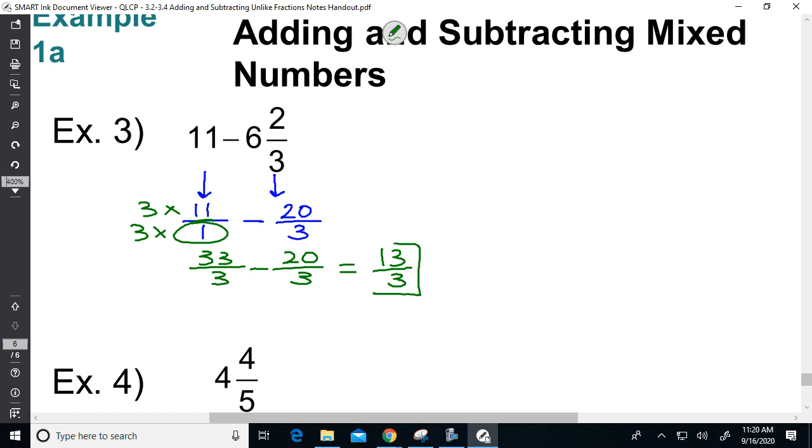So either leave it that way or change it to a mixed number. And when you do your online quizzes and things of that nature, you have that freedom to leave it as an improper fraction. Any questions adding or subtracting before we close this out?